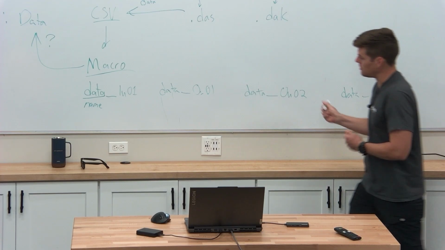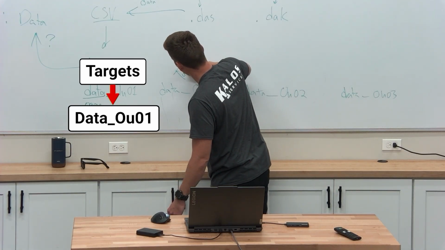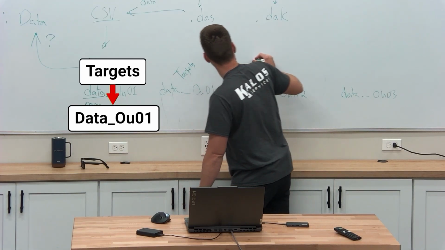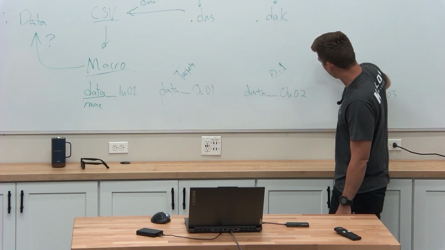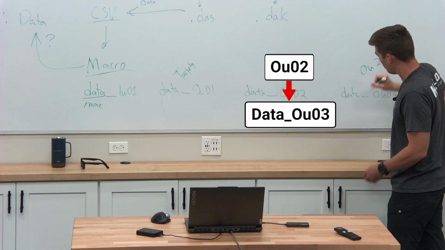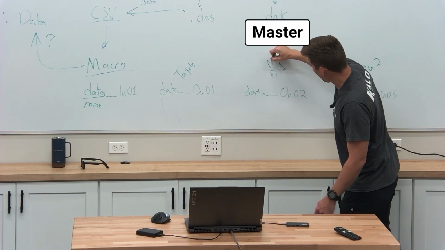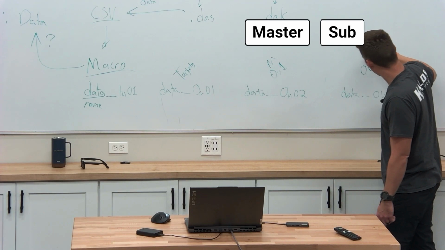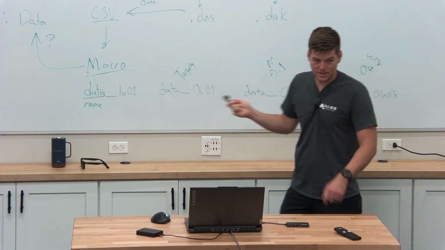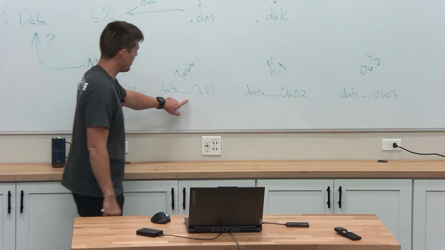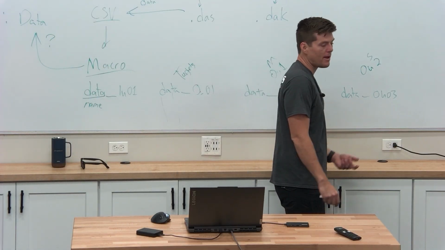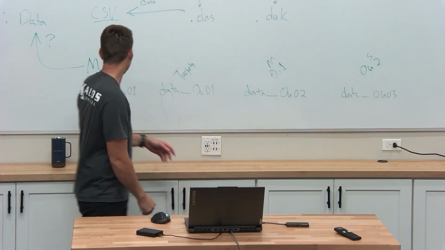So what's going to happen is this. This is what it's supposed to be. This is supposed to be your targets. This is supposed to be your OU1. And this is supposed to be your OU2, or master and sub. When the service checker saves the data, you're going to find that when it exports it, it's going to export these names here, and you're going to automatically think, okay, I'm good to go. And you're going to hit run macro.